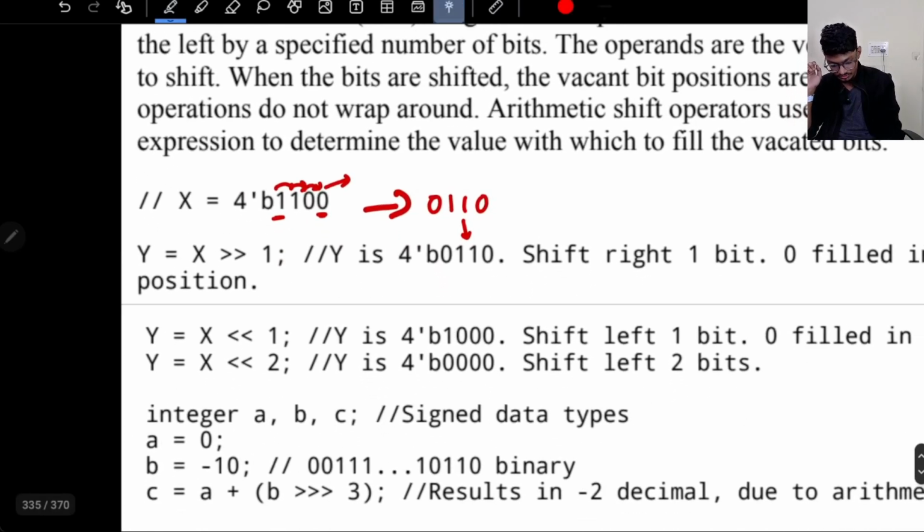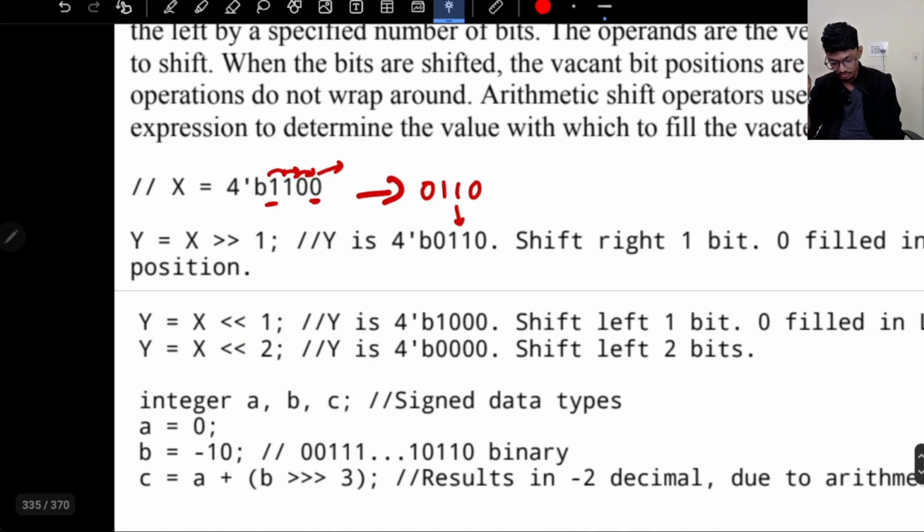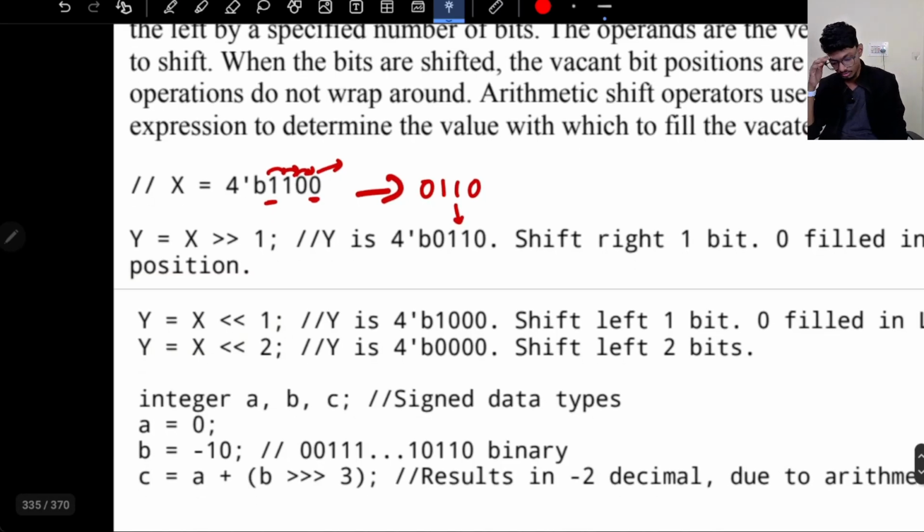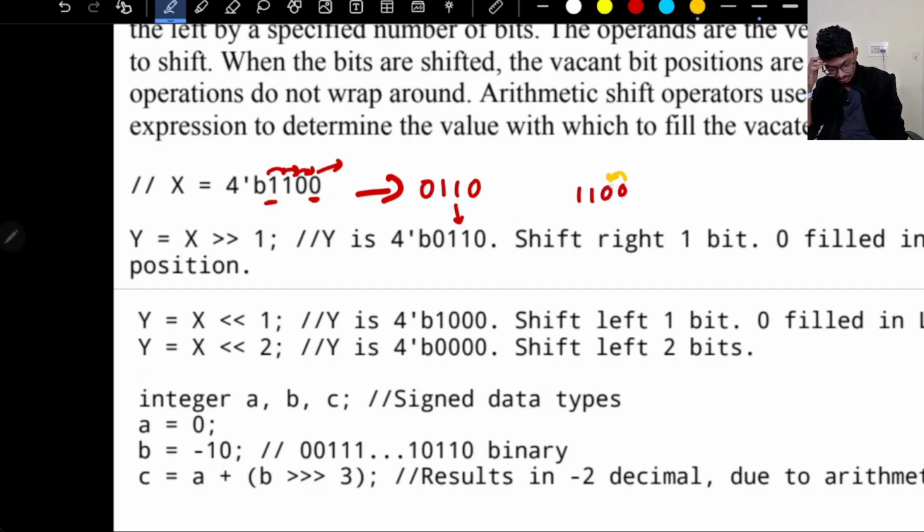Okay, what about this one? Left shift, same thing, but I will move everything to the left hand side now. If I have a number 1 1 0 0, I'll move this to the left, this to the left, this to the left, but to the left of the MSB I don't have anything, so this will go to the dustbin. This is vacant, and again I will fill it with 0. So what I am getting is 1 0 0 0, which is exactly written over here.